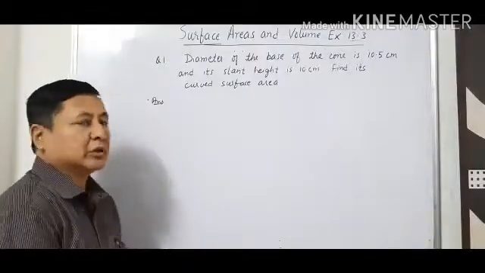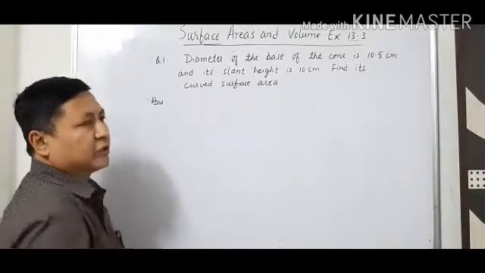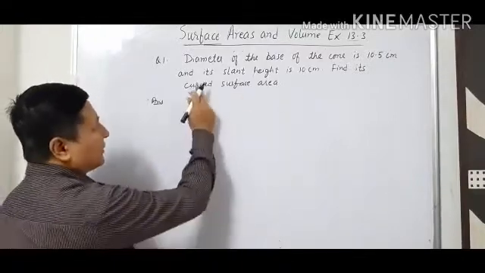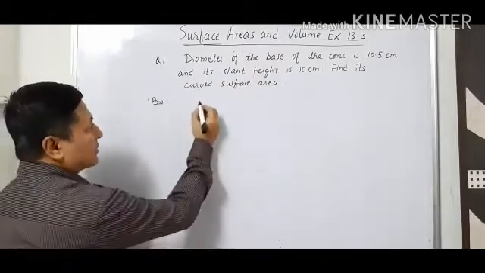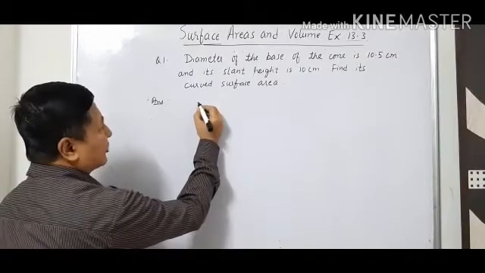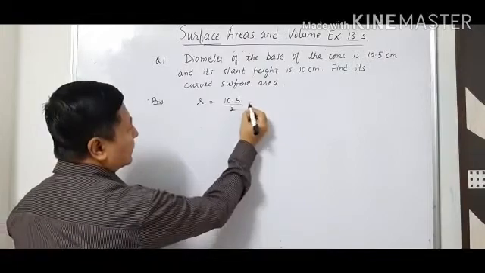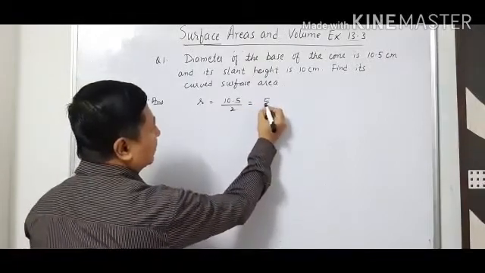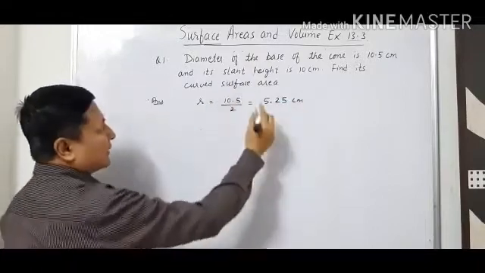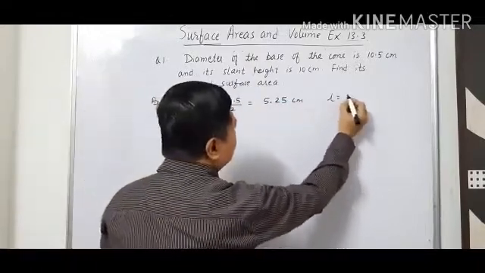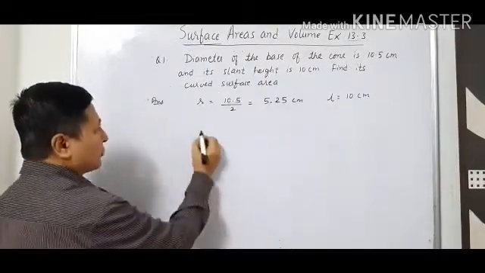Let us solve question number 1 of exercise 13.3. Diameter of the base of the cone is 10.5 cm and its slant height is 10 cm. Find its curved surface area. Now it is given that the diameter is 10.5 cm, so the radius will become 10.5 upon 2, that is equal to 5.25 cm. And slant height, which is denoted by L, is given, that is 10 cm. We have to find the curved surface area of the cone.